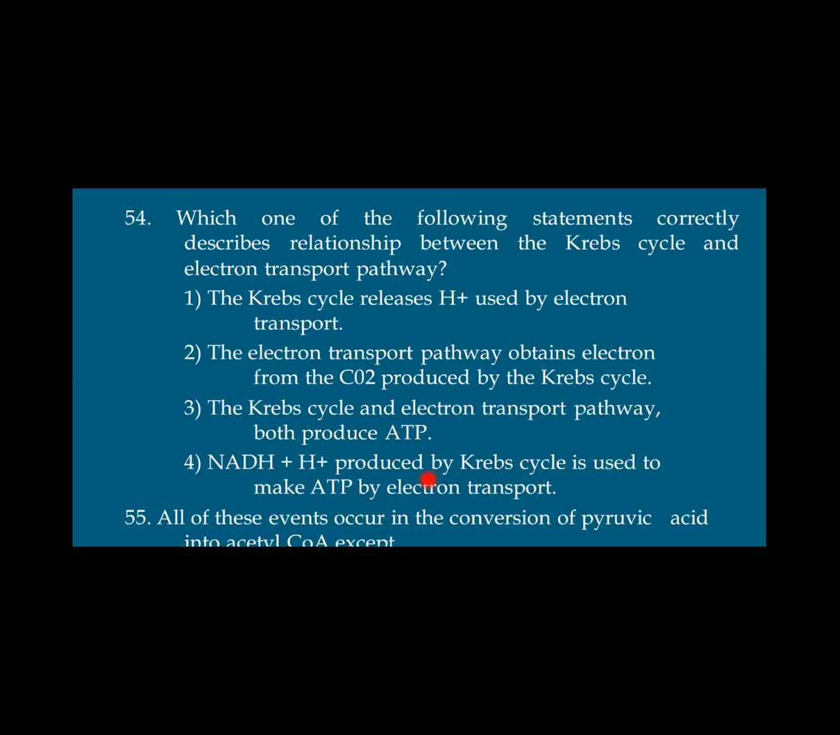Option 4, NADH plus H plus produced by Krebs cycle is used to make ATP by electron transport. Option 4 is also right. So students, for this question again the answer is ambiguous. Option 3 and option 4 both can be the answer for this question. So option 3 and 4 both are the right statements.